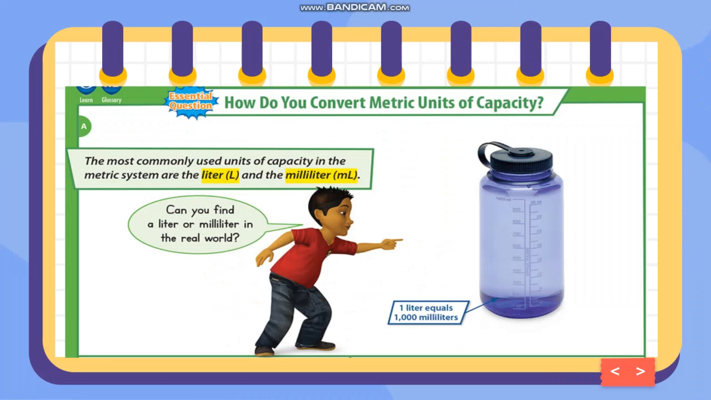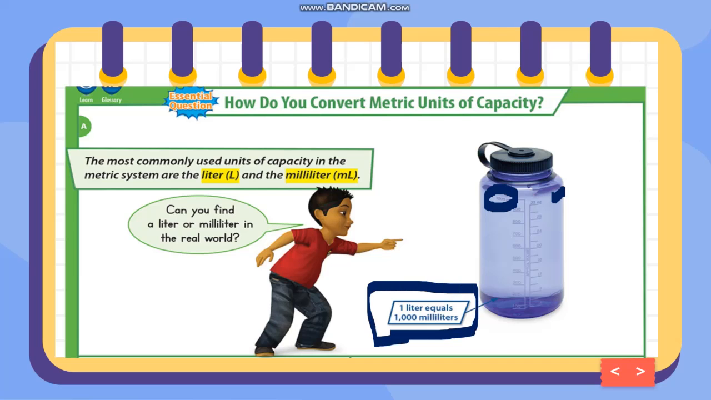How do you convert metric units of capacity? The most commonly used units of capacity in the metric system are the liter and the milliliter. Can you find the liter or milliliter in the real world? This is an example. When you drink water and you are using this kind of bottle, you can see the measurement. There is a milliliter here, and that has an equivalent in ounces. So 1 liter is equivalent to 1,000 milliliters.